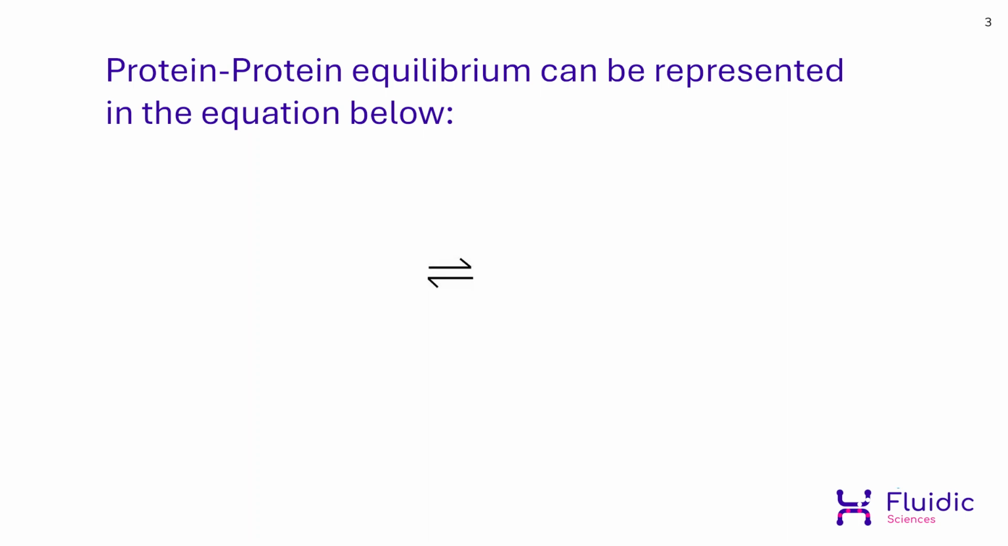Protein-ligand binding can be represented by the equation on this slide. Here, P represents a protein, L is a ligand that combines with the protein, and PL is the protein-ligand complex. As this is an equilibrium, not all the ligands are bound to the protein. Some of them are bound and some of them are free in the system.